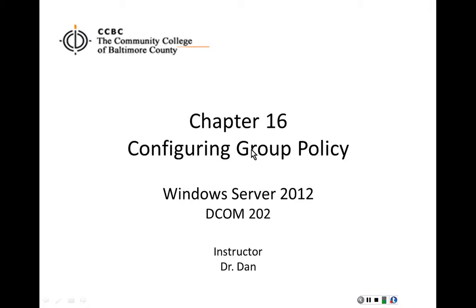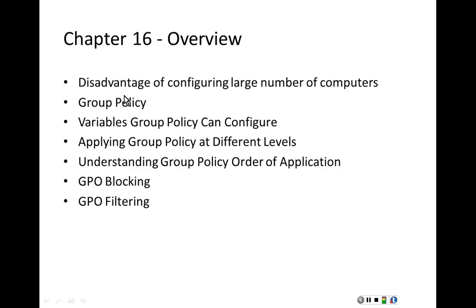Let's get started on Chapter 16, Configuring Group Policy. In this chapter, we will look at the disadvantage of configuring a large number of computers, and we will look at group policy. We will look at the variables that group policy can configure and at applying group policy at different levels. We will look at understanding the group policy order of application, at GPO blocking, and at GPO filtering.